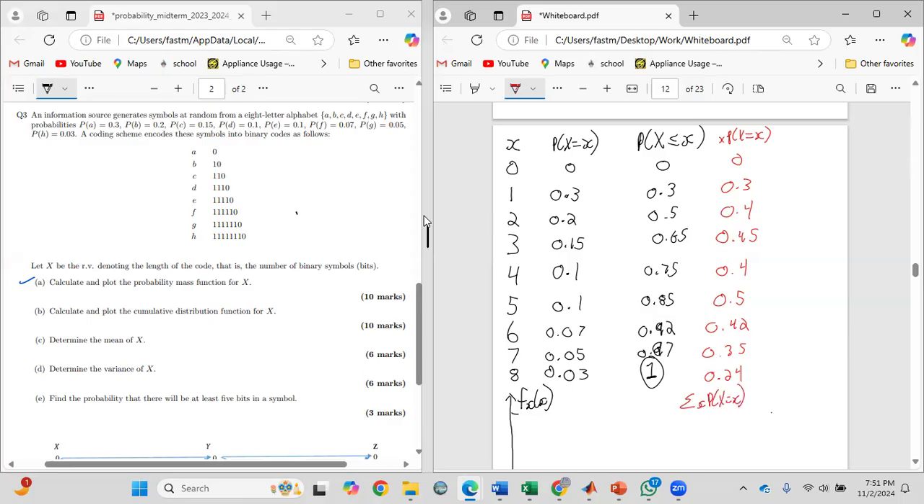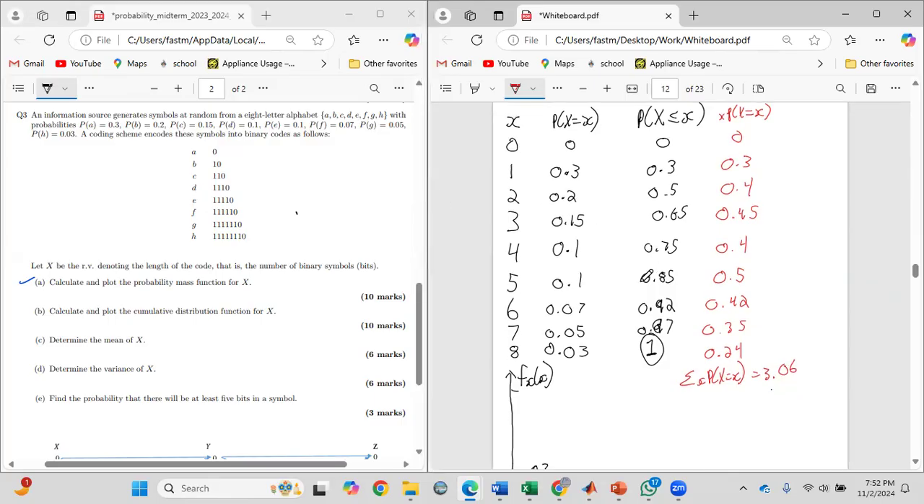Then the sum of x times the probability x is equal to x is adding up all that. So 0 plus 0.3 plus 0.4 plus 0.45 plus 0.4 plus 0.5 plus 0.42 plus 0.35 plus 0.24. Phew, I got 3.06.